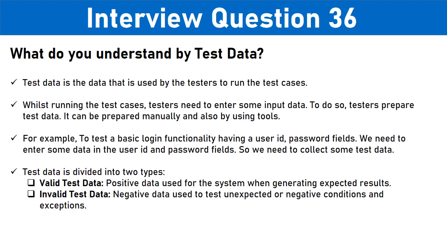Test data is divided into two types. Valid test data: positive data used for the system when generating expected results. This is a combination of all possible inputs to make sure the application is working as per the requirements. Invalid test data is the negative data used to test unexpected or negative conditions and exceptions, like null values, out-of-range values, special characters that are not allowed, and invalid data format.